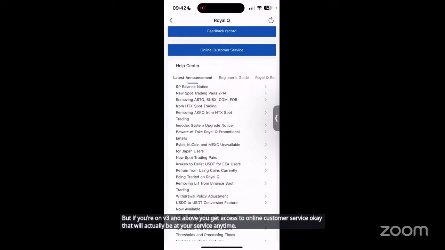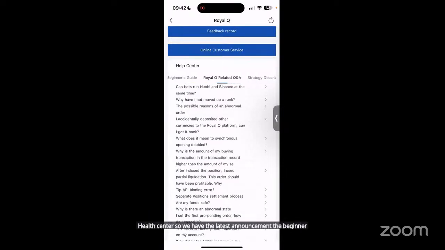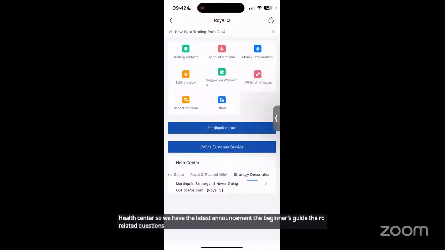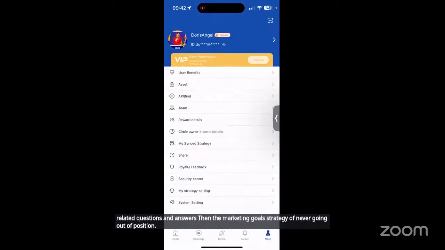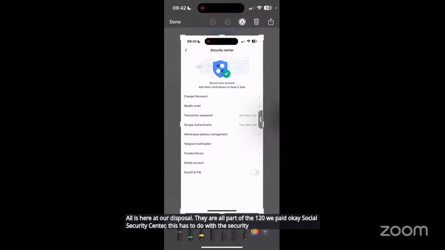Help center. So we have the latest announcement, the beginner's guide, the RQ related questions and answers, then the martingale strategy of never going out of position. All is here at our disposal. They are all part of the 120 we paid. Okay. So security center, this has to do with the security of your account. If you want to change your password, you can do that here. If you want to change your email, you can do that here.